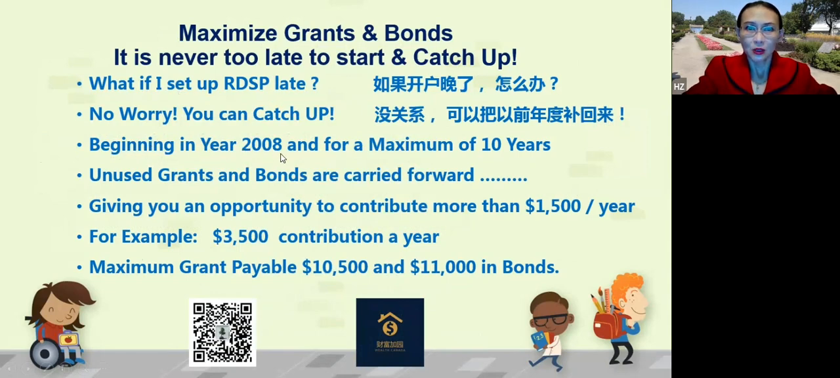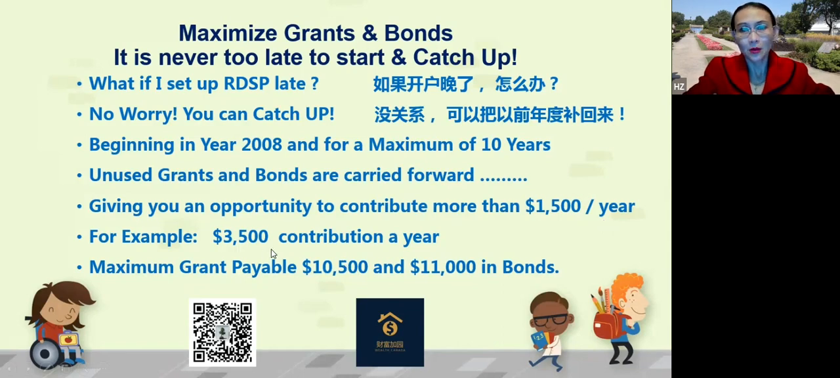Beginning in the year 2008, and for a maximum of 10 years, any unused grants or bonds are carried forward. I did this for one client. We caught up for many, many years. And then another client called me the day before, and she said, this is a new year, I have extra money, I would like to put it in and catch up. So we give you an opportunity to contribute more than 1,500 per year. Whatever years you want to catch up, you're not just catching up 1 year. You can catch up 3 years.